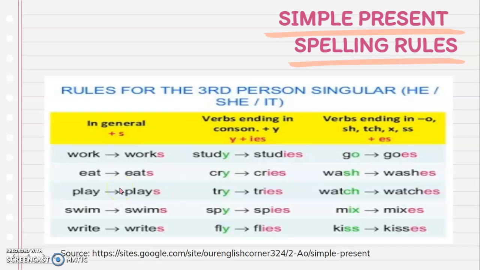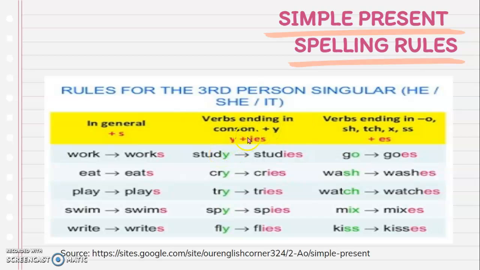In what cases is it necessary to include the verb plus s? In general, we use the verb plus s like this. For example, we have work, this is a verb in simple form, and works. Eat, eats, play, plays, swim, swims, write, writes.